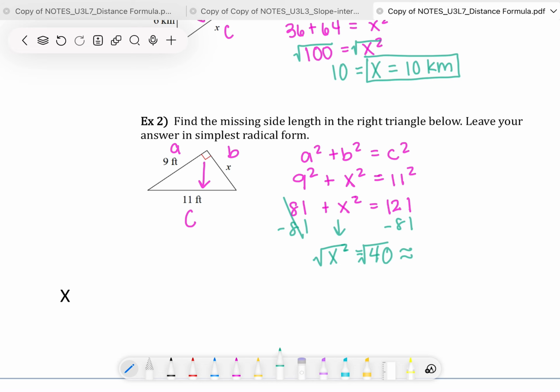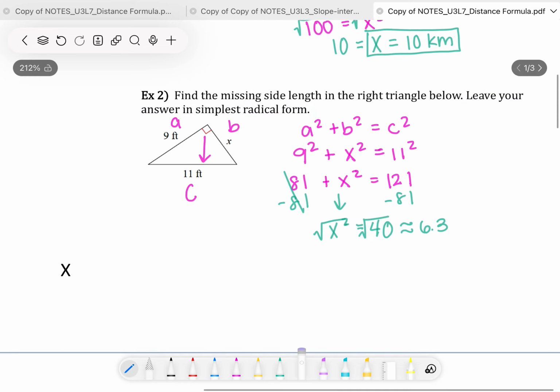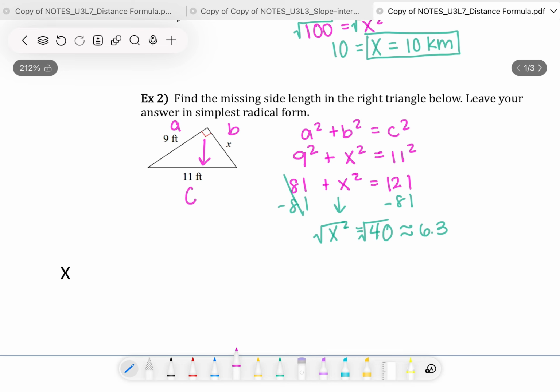But it says here to leave our answer in the simplest radical form. So it wants us to leave it in the simplest form of a square root. So instead of writing that decimal answer, we are going to simplify this radical. So 40 can be broken down into 4 times 10. Those are not prime. So 4 is 2 times 2. Those are prime. 10 is 2 times 5, which is also prime.